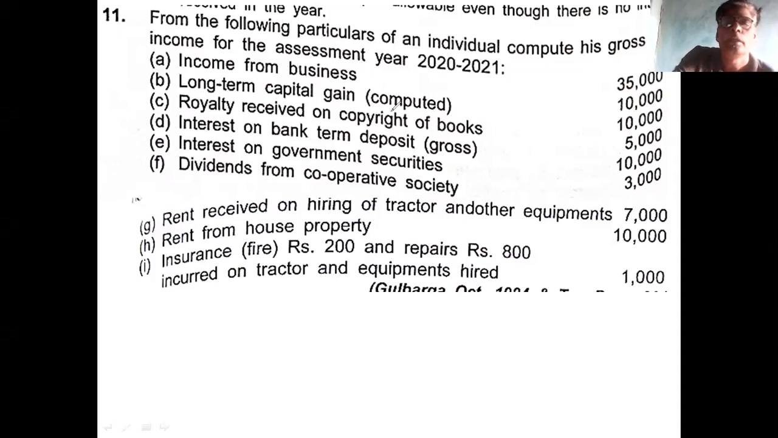In the previous class, I explained this problem. In this problem, there are 4 sources of income. First is the business income. Second is long-term capital gain. And third is other source. And fourth is rent from house property, which comes under income from house property. So four heads of income are there except salary.